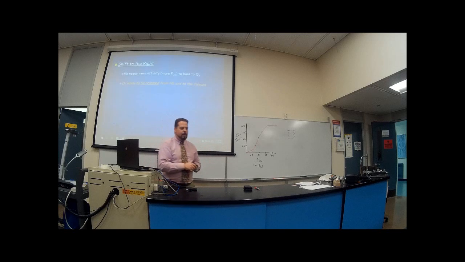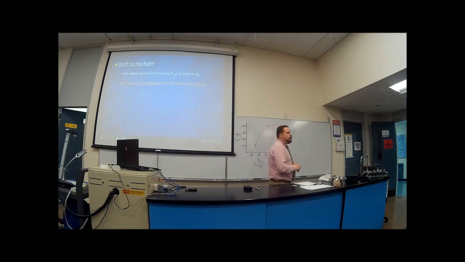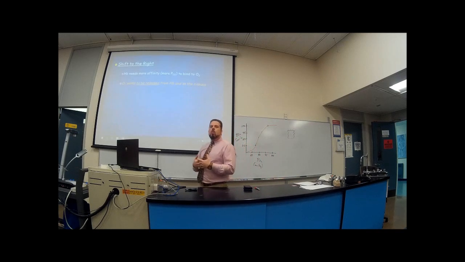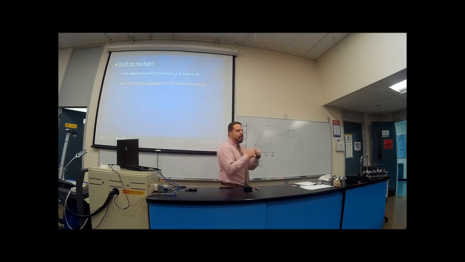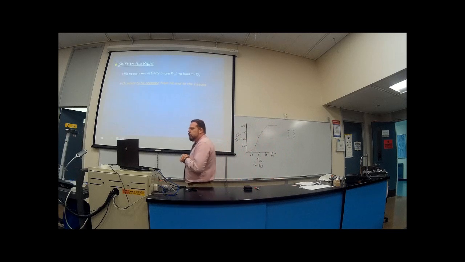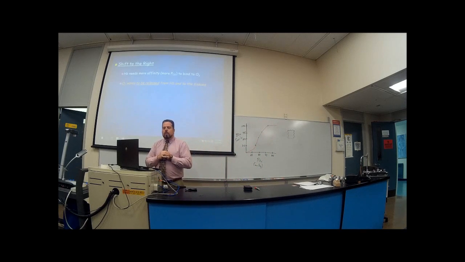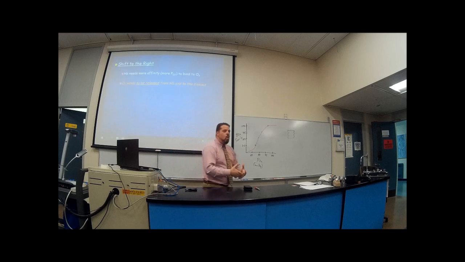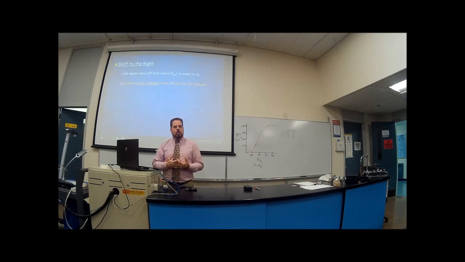A shift to the right means that the hemoglobin needs more affinity, more attraction. Affinity means attraction, like two magnets. They have a strong affinity with each other, strong attraction. So if there's a shift to the right, the hemoglobin needs more of an affinity, more of an attraction to bind to O2. It's a very weak magnet, in other words. It needs a stronger magnet. Otherwise, this oxygen is going to come right off.